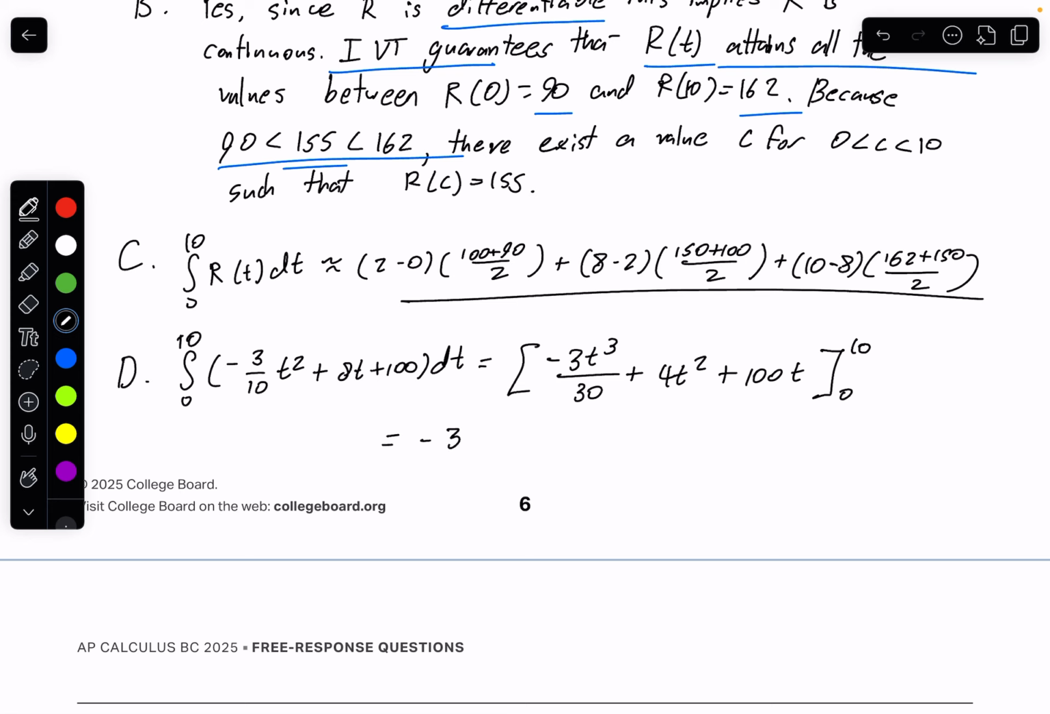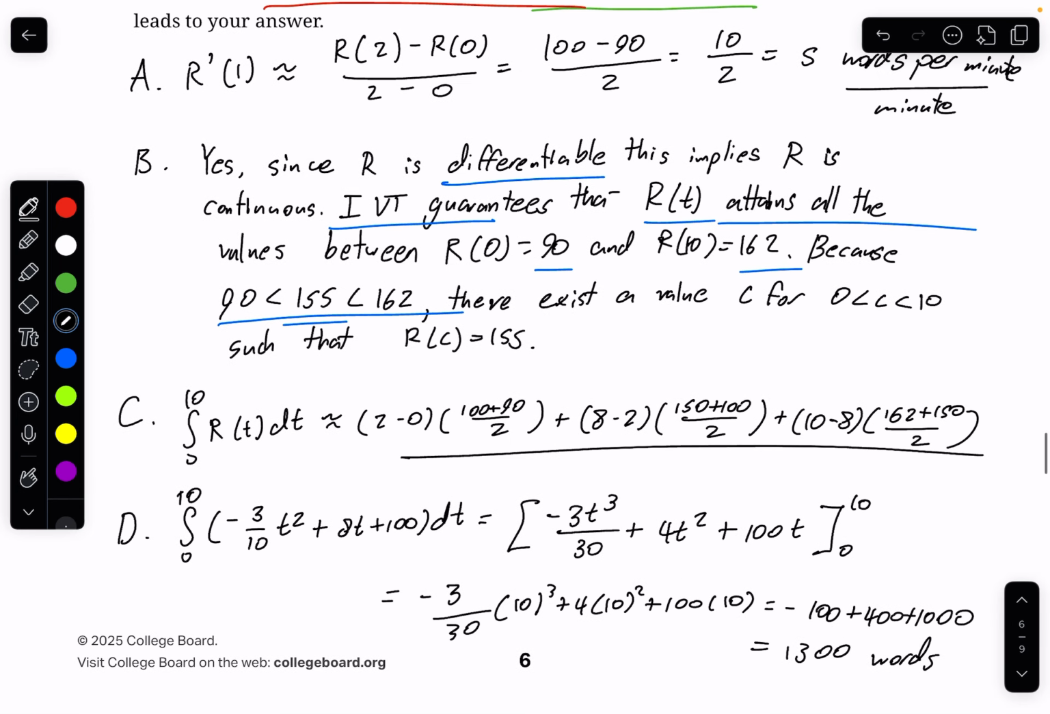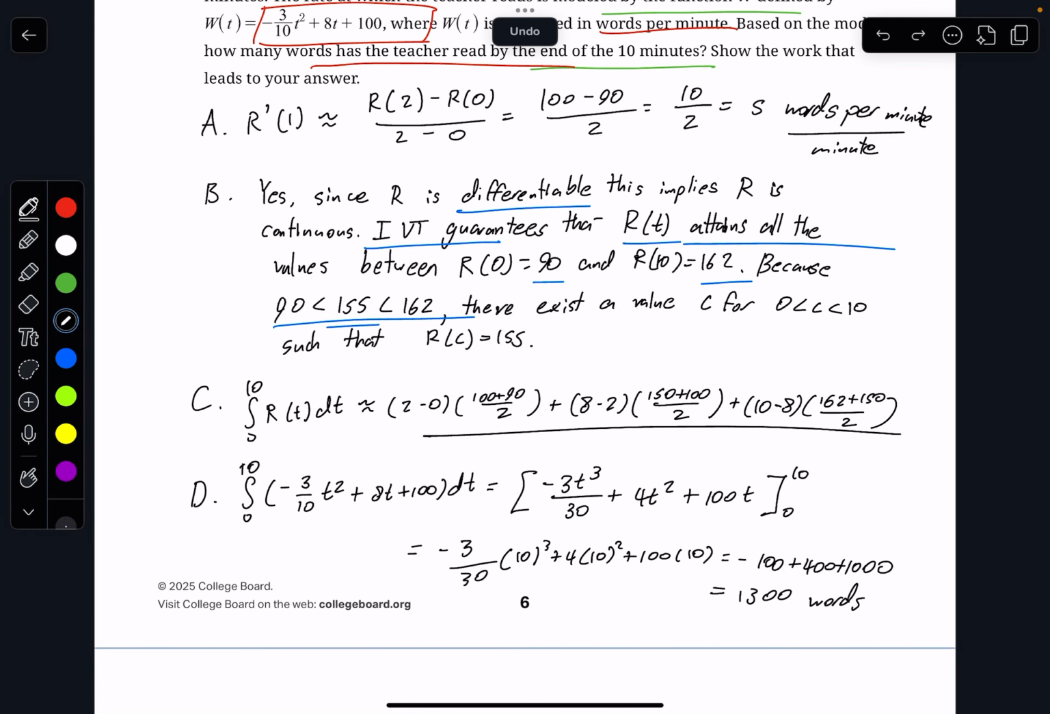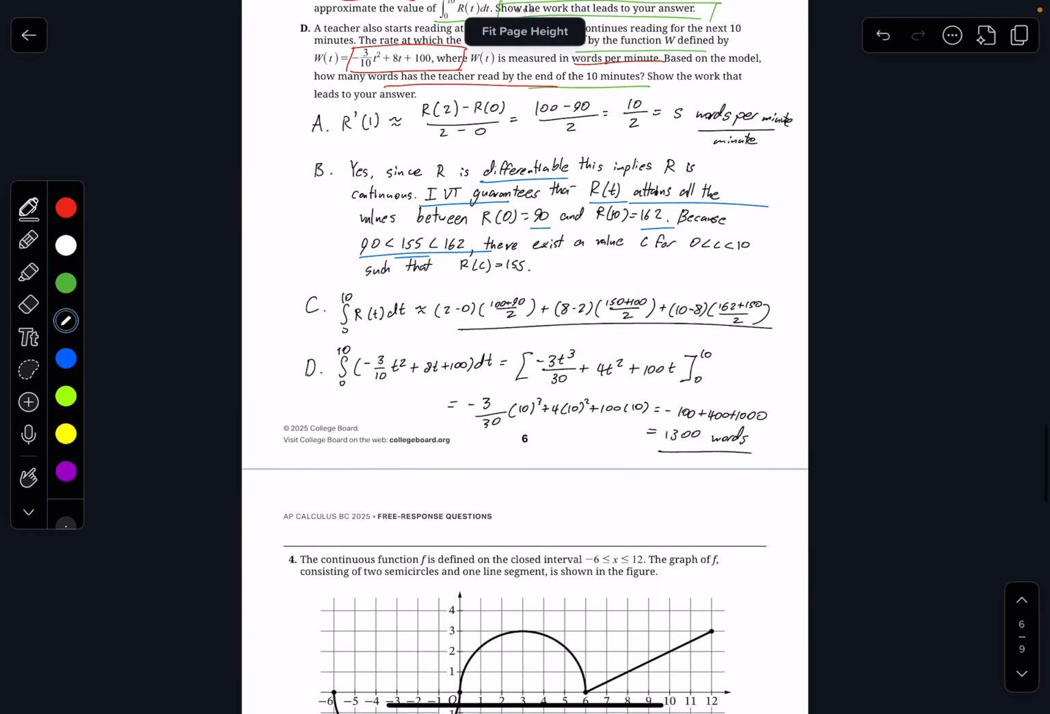You're going to get negative 3 over 30 times 10 cubed plus 4 times 10 squared plus 100 times 10, minus, and then when we plug in 0 into all of these, you're going to get 0, so you can just remove that minus. And you don't have to simplify this at all, to be honest, but for the sake of this, I will. This is equal to negative 100 plus 400 plus 1,000, and this is equal to 1,300. And what's our units? Words, because w of t was given in words per minute. So when we accumulate and integrate, we're going to get the total number of words that the teacher read at the end of the 10 minutes.